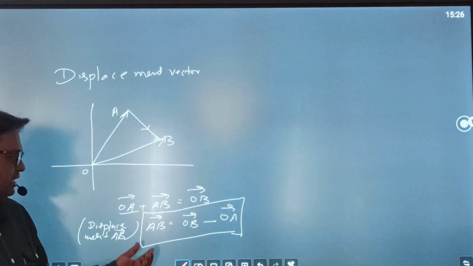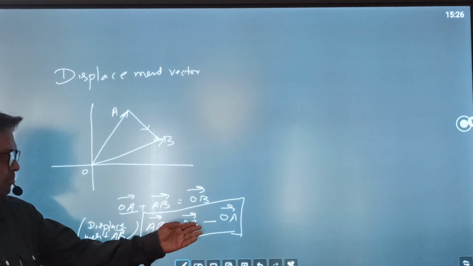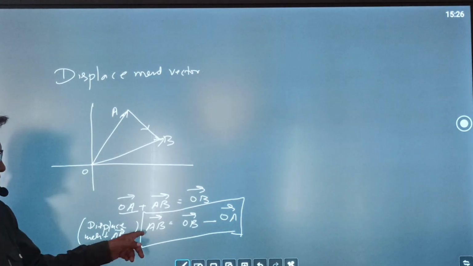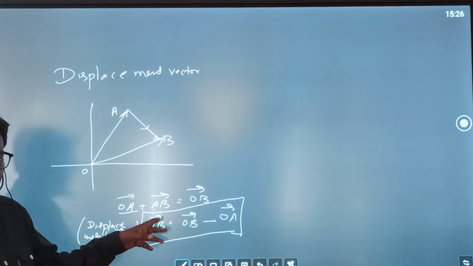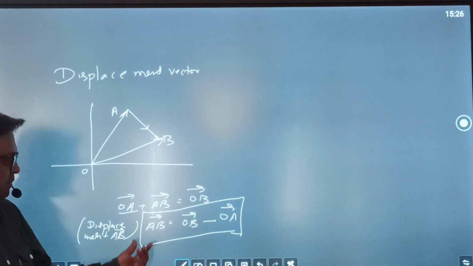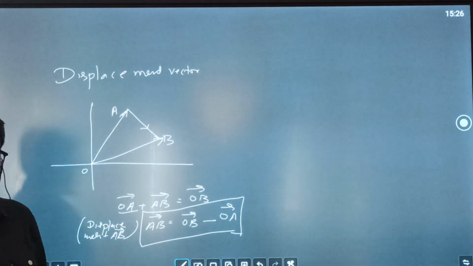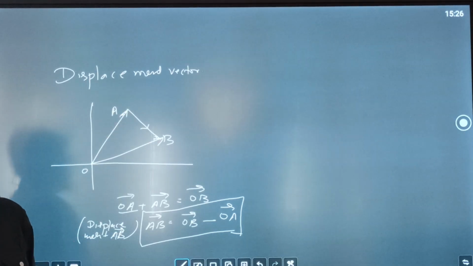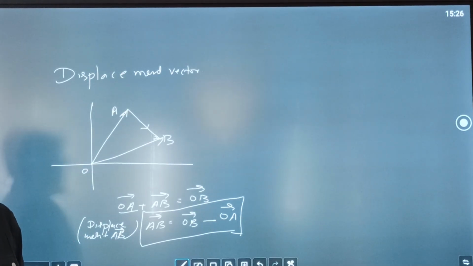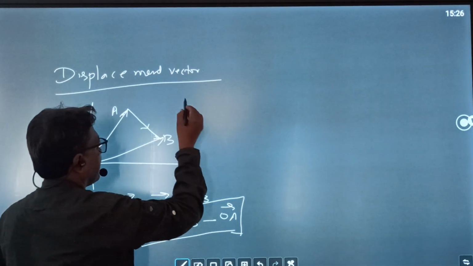So this is a very obvious result that any displacement vector is nothing but the position vector of the final point minus the position vector of the initial point. Here in displacement vector AB, A is the initial point, that is tail, B is the final point, that is head. A is initial, B is final. Suppose a person is moving from A to B, then for him displacement is AB. And displacement, we also know, is the shortest distance between 2 points. That we should also keep in mind.